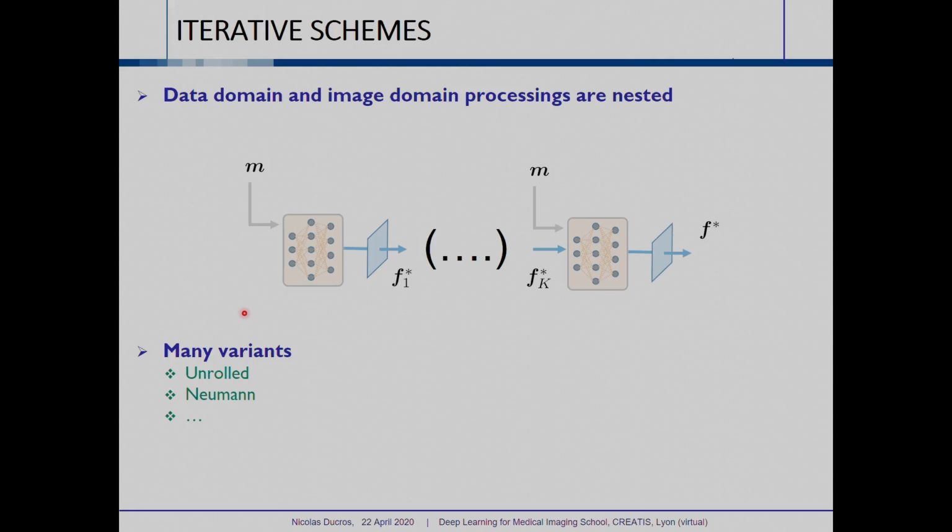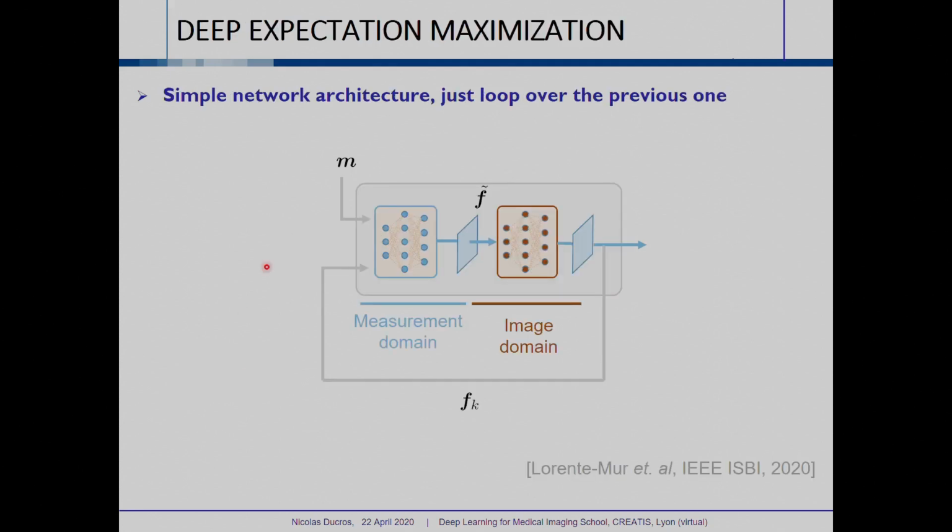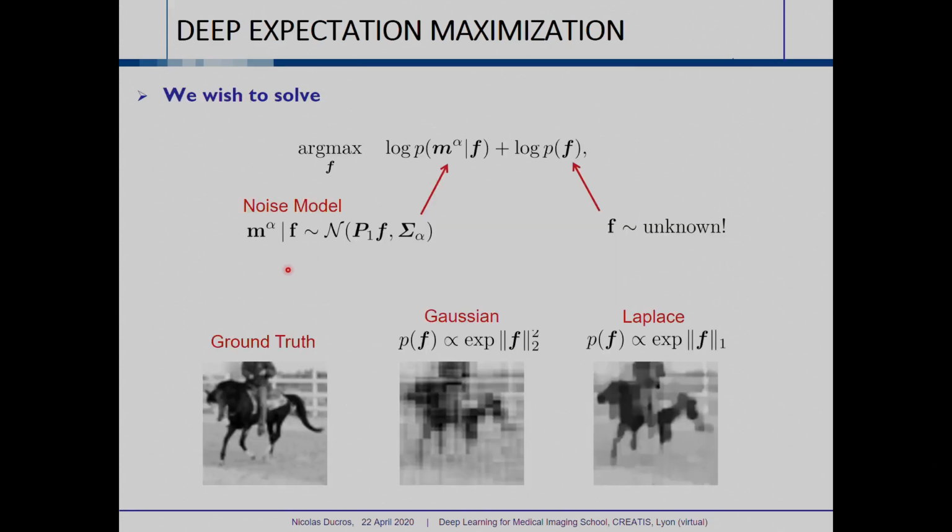There are many variants of such algorithms. In particular, we will consider the deep expectation maximization network, which is a simple architecture that just loops over the architecture that we previously discussed. It's very simple and it has a theoretical foundation. I'm going to talk now about those theoretical foundations.